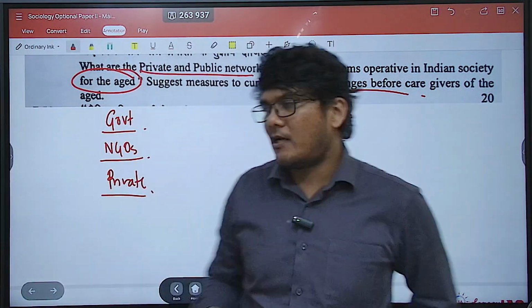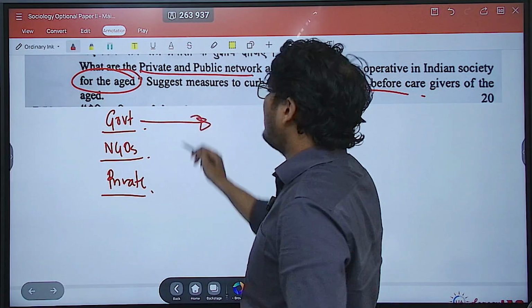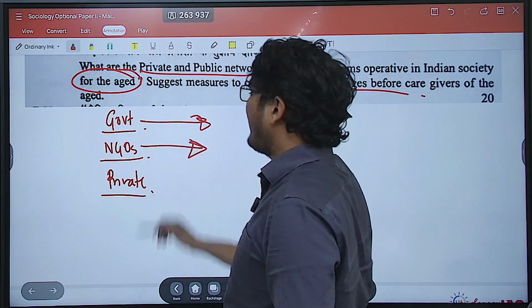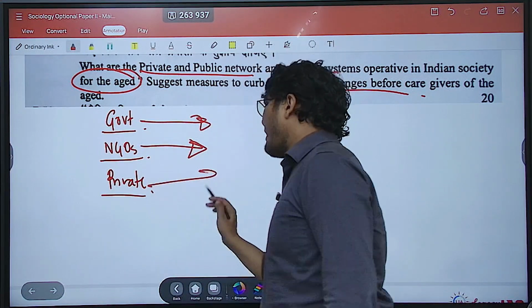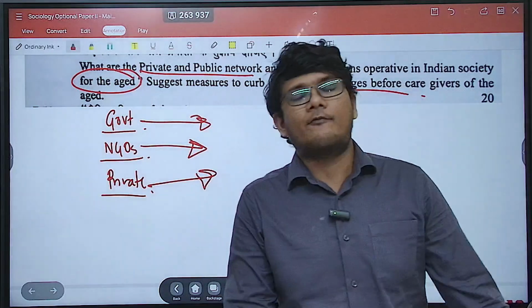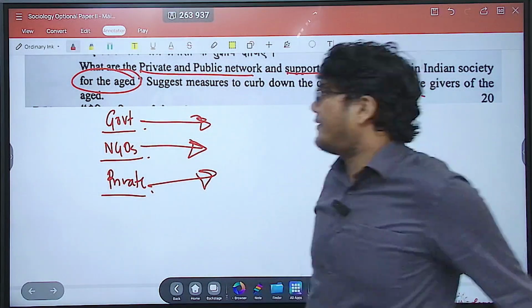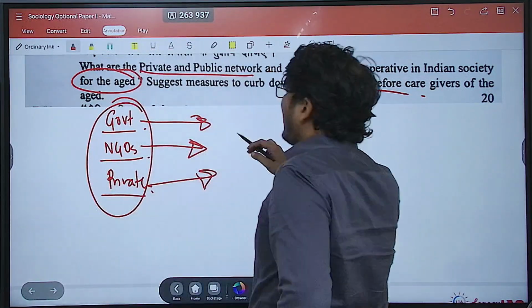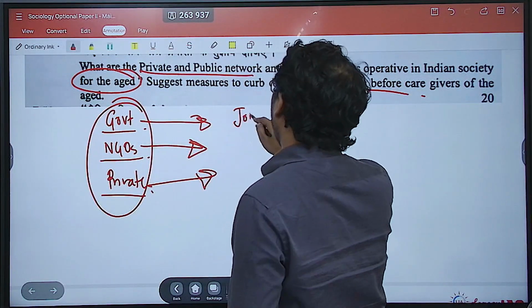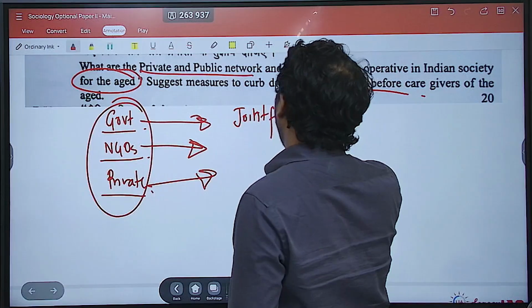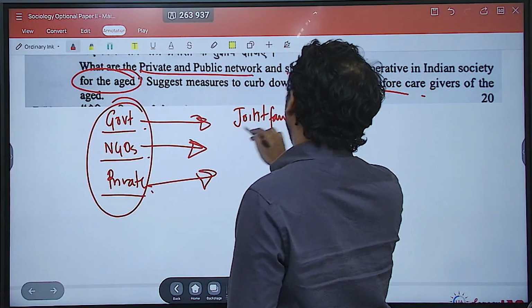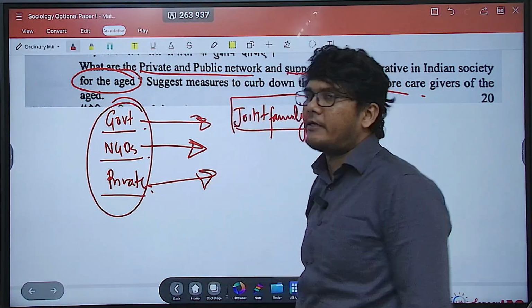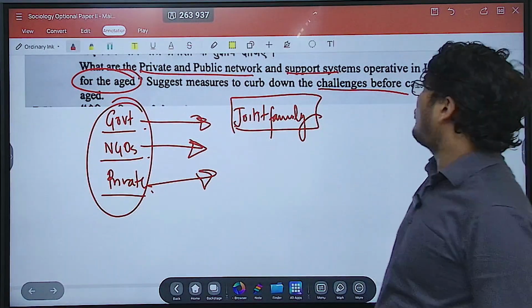Government provides certain benefits to the aged people. There are NGOs specifically taking care of the aged people. There are private institutions which charge a lot of money, but they also take care of the individuals. So these three are definitely there. You mentioned that. And if you talk about the public network, do not forget to add the joint family, which also takes care. In a nuclear family also, the children take care. Plus, in a joint family, there is more support.